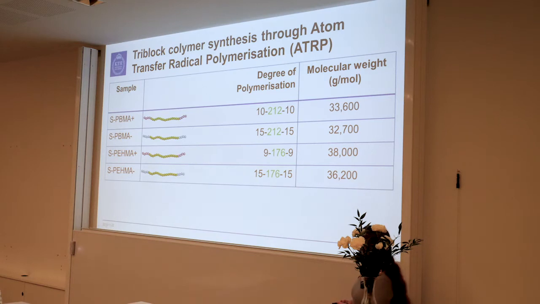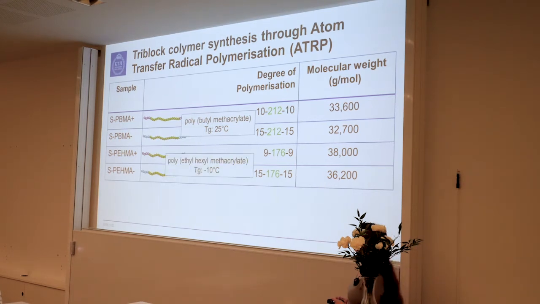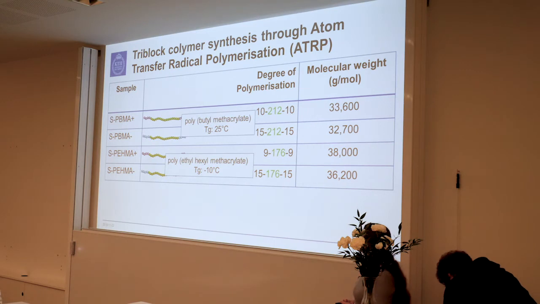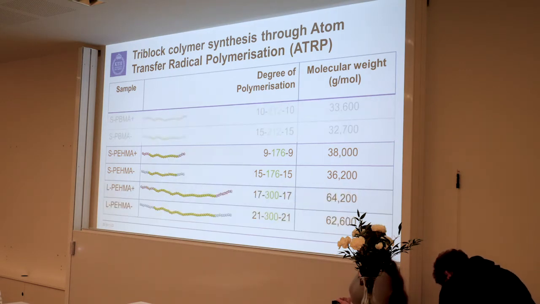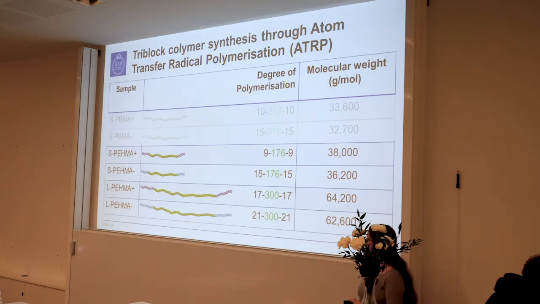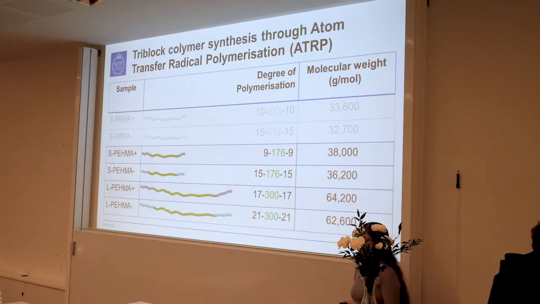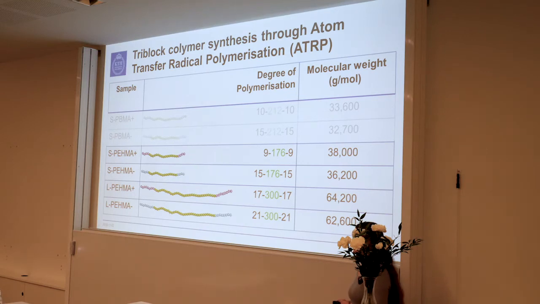We chose to make tri-block polymers with two different middle-block polymers. This was either polybutyl methacrylate with a Tg around room temperature, or polyethylhexyl methacrylate with a Tg around -10. We chose them because we wanted to study what effect the difference in Tg had on the resulting LBL structures. We also made a longer version of the PEHMA-containing micelles to study what effect this difference in molecular weight would have on the adhesion.